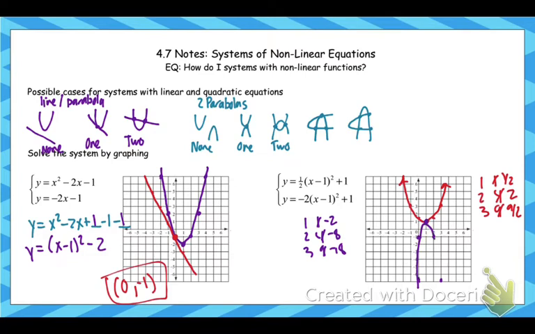So there is my second parabola. And again, you can see there is one intersection point here, and that one intersection is at (1, 1). All right, so what we're going to do now is we're going to solve some of these algebraically.